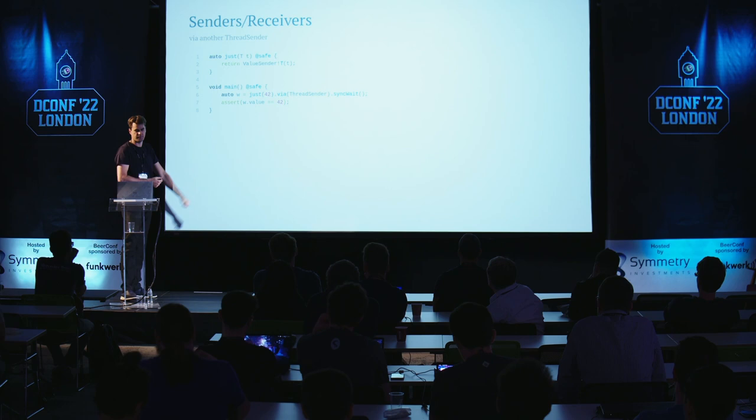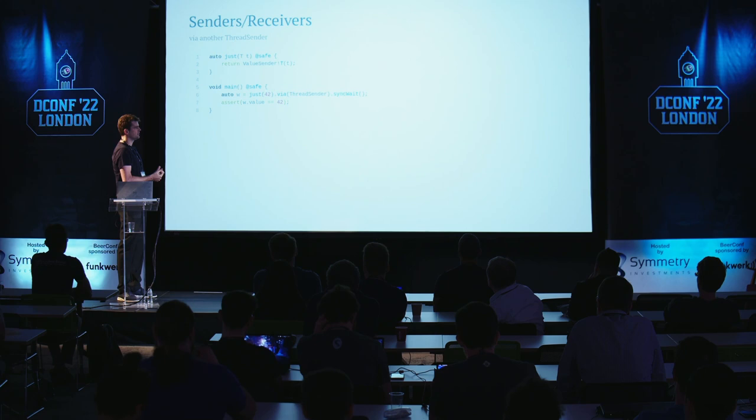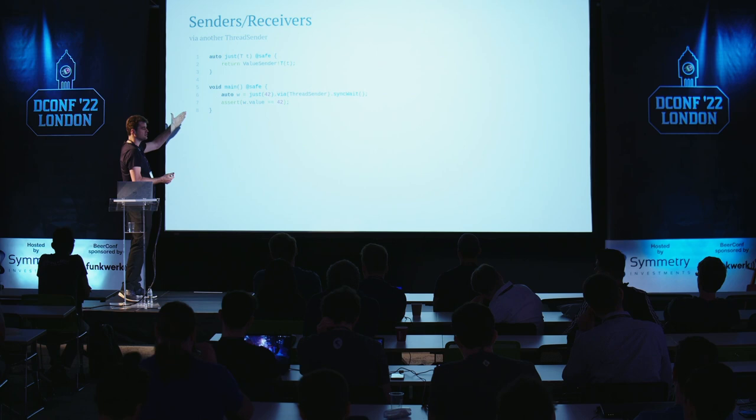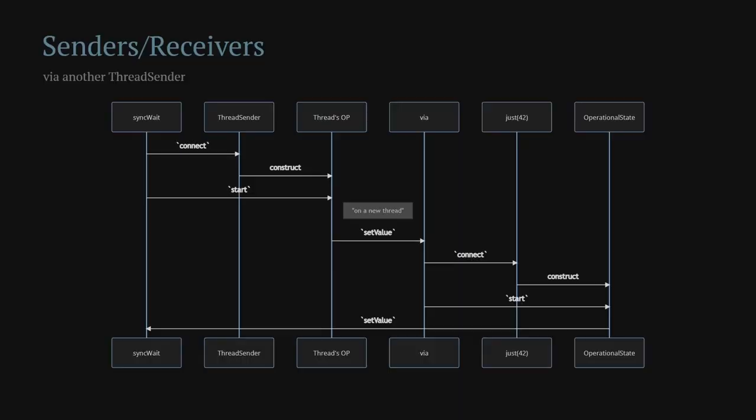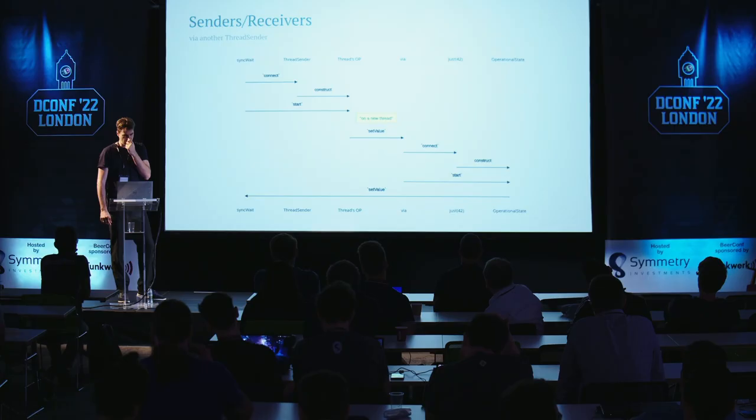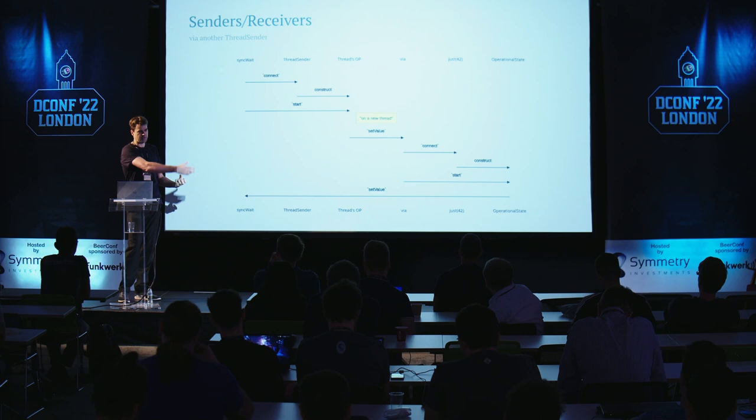Now, thread senders are kind of interesting in the sense that they're ultimately going to call set_value on the context of a new thread. Ergo, it runs the sender on a different thread. Here's a little representation, right? sync_wait calls the thread sender's connect, constructs the thread's operation state, starts that, and then the thread is going to call set_value on via on the new thread, right? It's going to call connect on the just(42) sender, which is going to construct the operation state for that one, and it's going to start the operation state, and then that's going to call set_value on sync_wait. So we started up a new thread. We call a function from that thread back into the sync_wait.